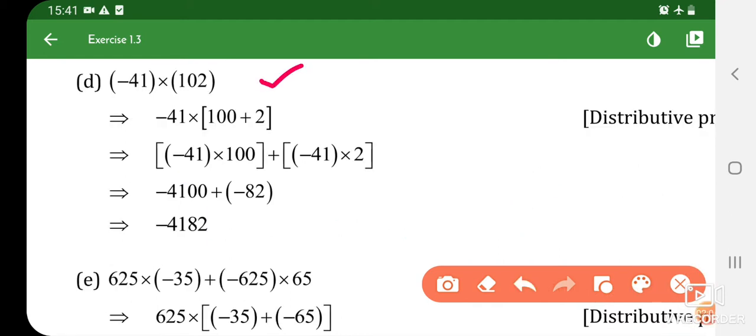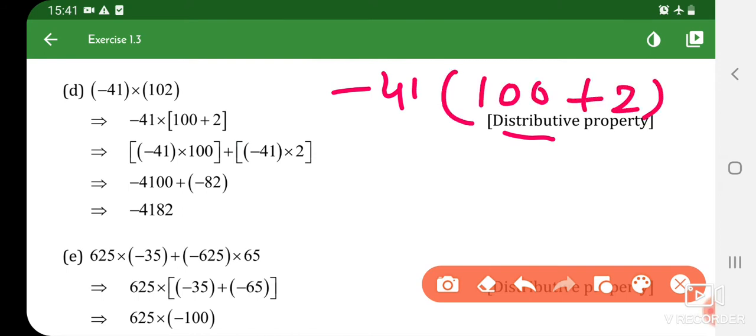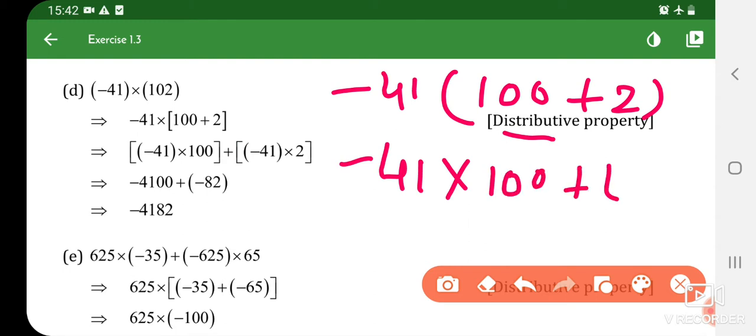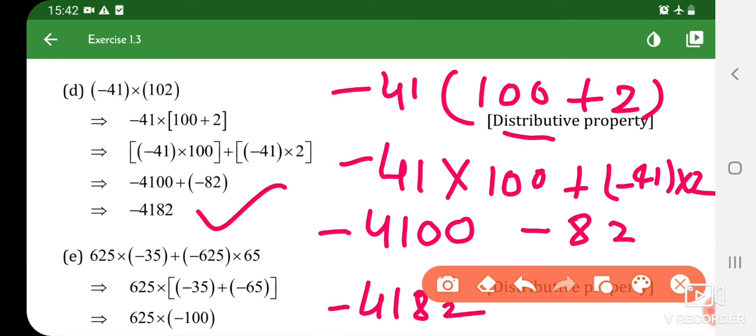Next, minus 41 into 102. In this question we will use a distributive property. So this minus 41 as it is and 102 we write in expanded form, 100 plus 2. After that we multiply minus 41 into 100 and minus 41 into 2 using the distributive property. So this one is minus 4100 and this one is minus 82. When we add, minus 4182 is the answer of this question.